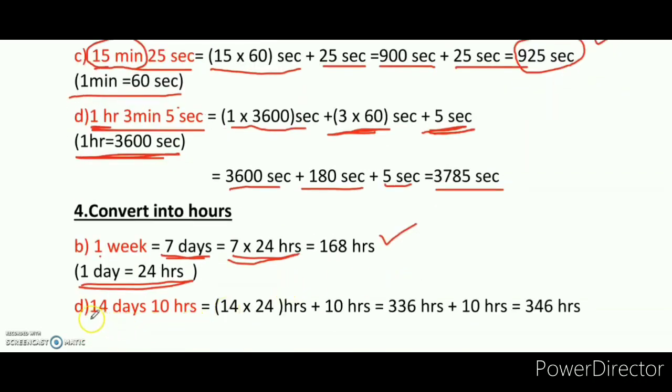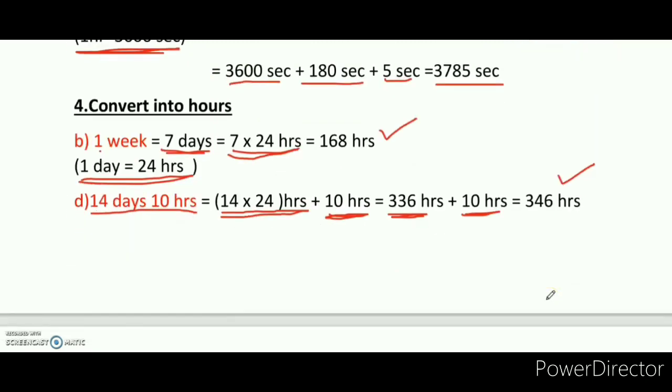Next question is, children, 14 days 10 hours, we have to convert all together to hours. We all know children, 1 day is equal to 24 hours. So 14 days will be 14 into 24 hours plus 10 hours. We have 10 hours in the question. So we will multiply 14 into 24, you will get 336 hours, plus 10 hours, which is equal to 346 hours.